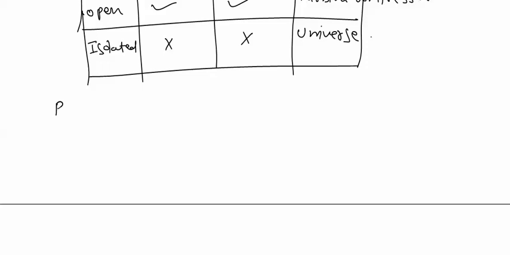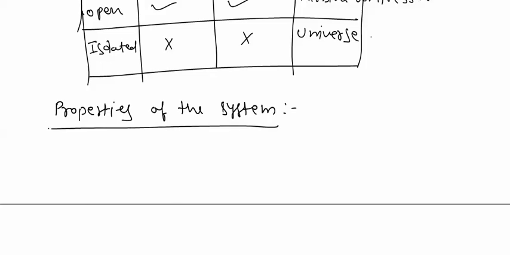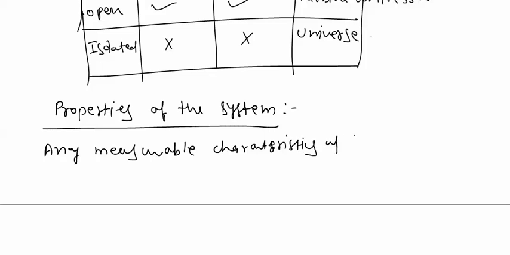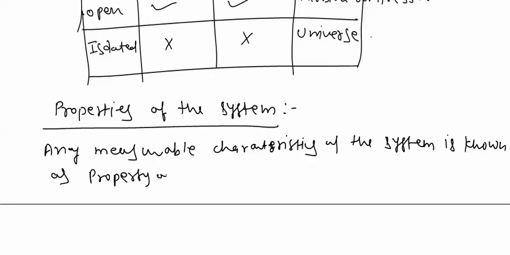The next portion after the system is the properties of the system. Any measurable characteristic of the system is known as a property of the system. Then types of property.